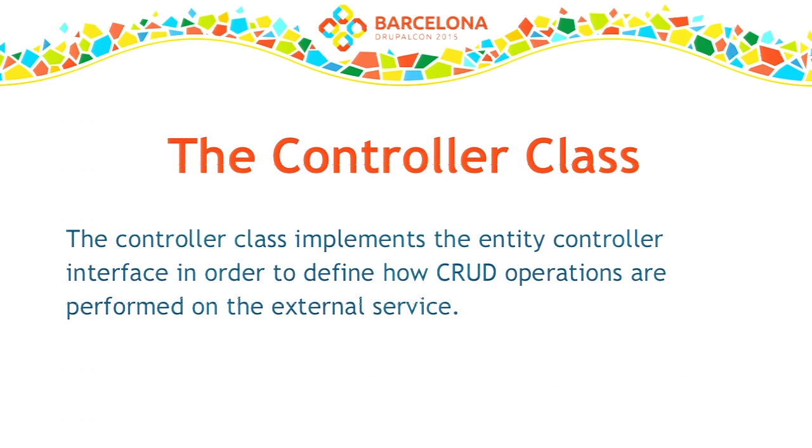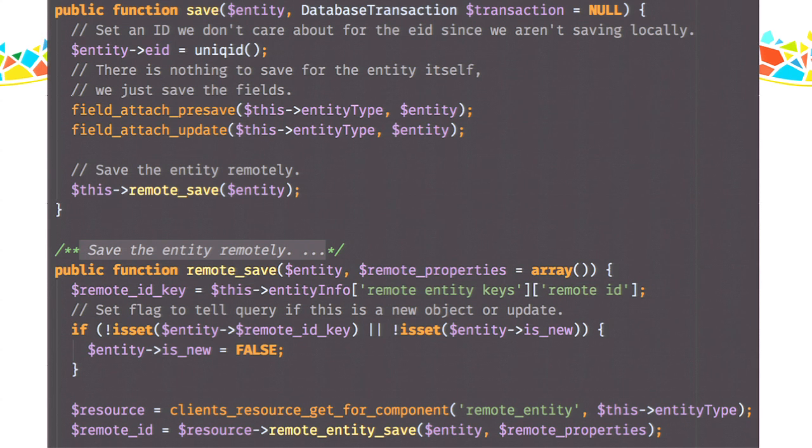So the next thing you're going to need is a controller class. A controller class is basically that handles CRUD operations. This is a lot of code, but you really don't need to care about it, because all we're just saying is this save method, we're not actually saving anything locally. So all we do is just make sure our fields that we might have attached, because you can use field API on remote entities, works. And then we call a remote save method. The remote save method then in turn has whatever logic you need to make a connection and perform an operation.